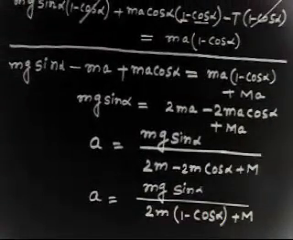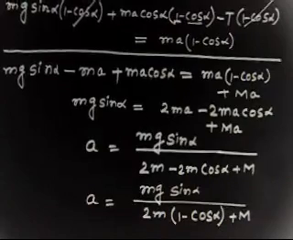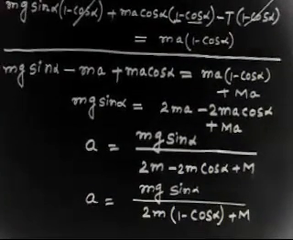Now let me check the answer. If I get the answer, I will be happy. Yeah, same answer: mg sin alpha divided by capital M plus 2m into 1 minus cos alpha. Okay, so I am really happy, because solving these equations, nobody knows where I can make a mistake. And if I make a mistake, it's very difficult to figure out. Of course, we will find it out, but it takes time.